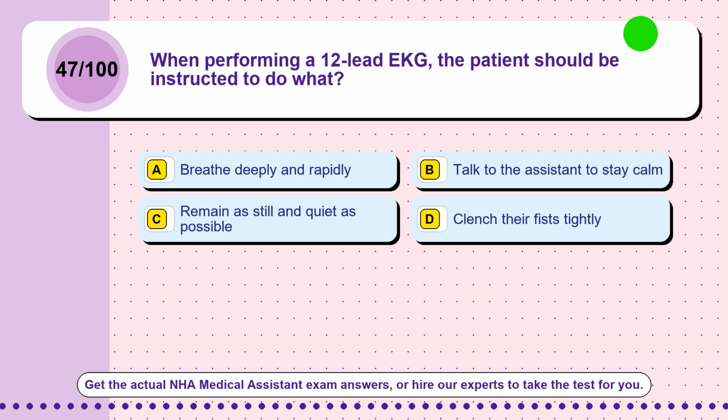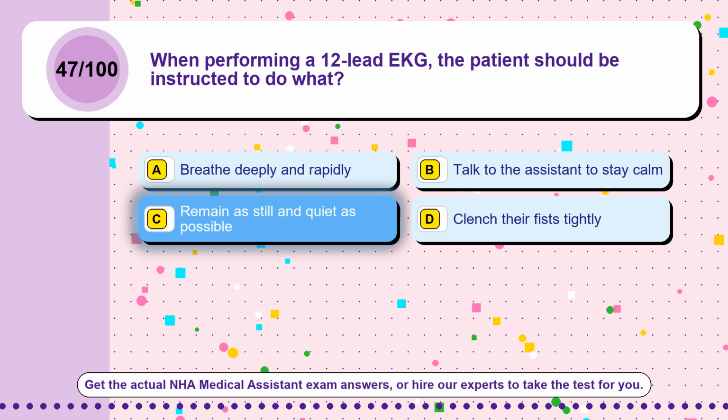Question 47. What tube additive prevents clotting by binding or chelating calcium? Option A, lithium heparin. Option B, EDTA. Option C, sodium polyethylene sulfonate. Option D, thrombin. The correct answer is option C.